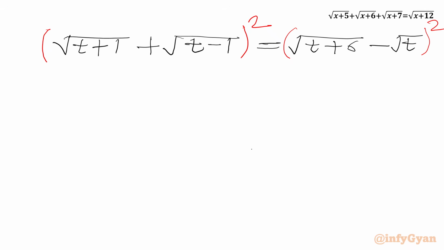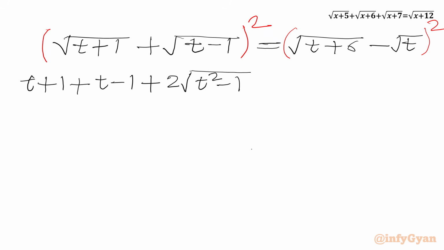So the square of √(t+1), the square of √(t-1), plus 2 times √(t+1) times (t-1). Using the difference of squares identity, we will get t² minus 1 inside the square root. Now in the RHS, the (a-b) whole square: the square of √(t+6) plus the square of √t, so we will write here plus t, minus 2 times √t times (t+6).